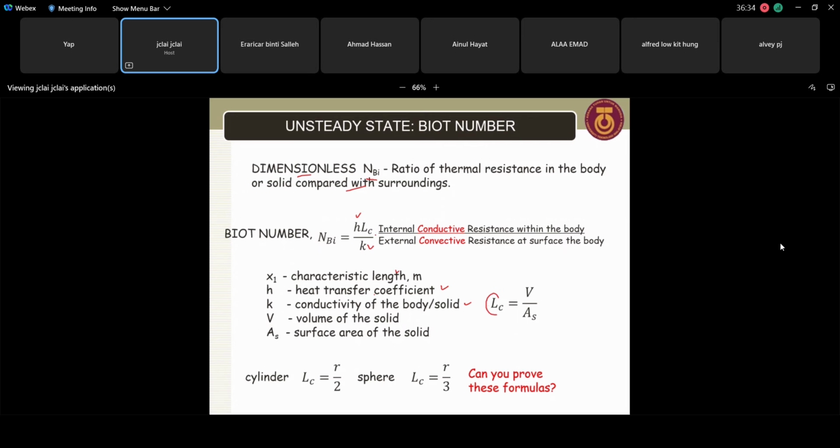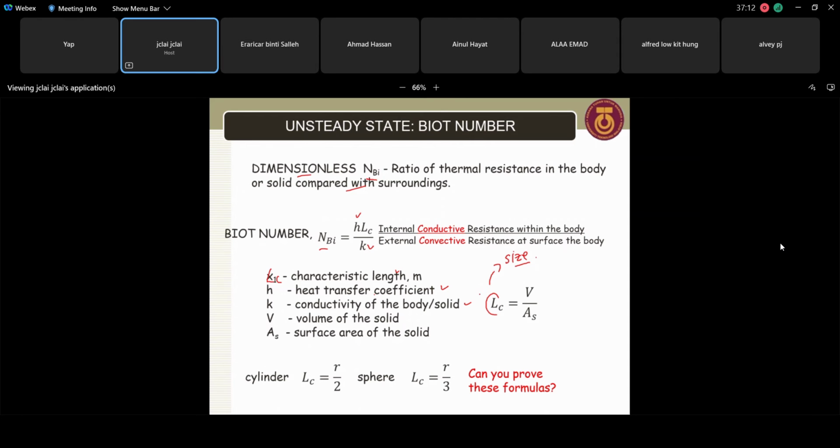Okay, this is LC, not X1, sorry. LC is the characteristic length. Characteristic length represents the size of the body. It is a term used to measure the size of a body, like what I mentioned, right? If the copper ball is very big, with a diameter of 2 meters, as compared to a copper ball with a diameter of 1 cm, then the value of the Biot number is different.